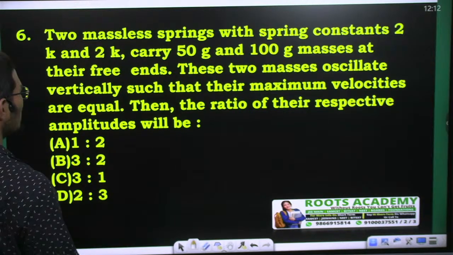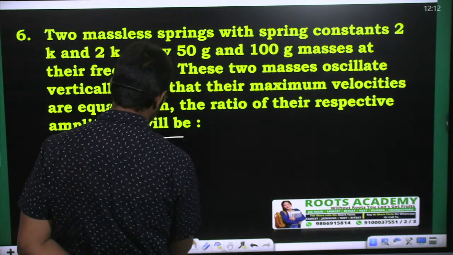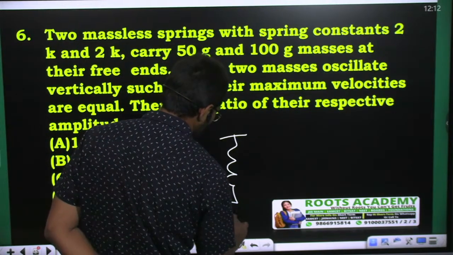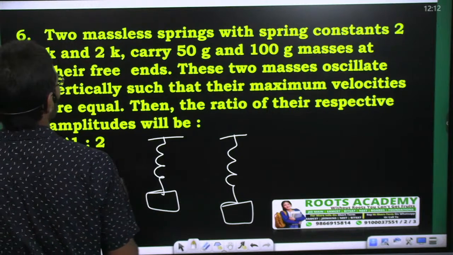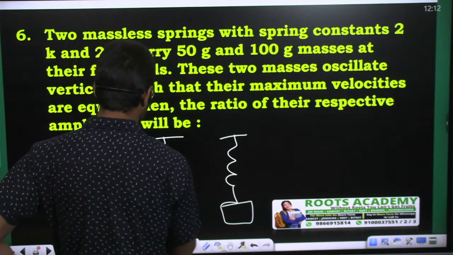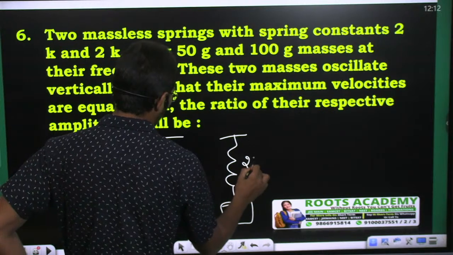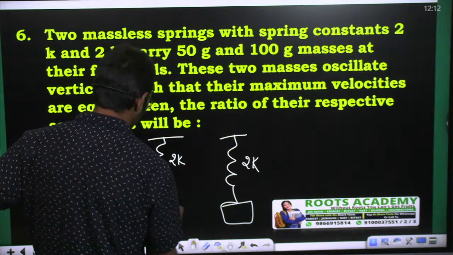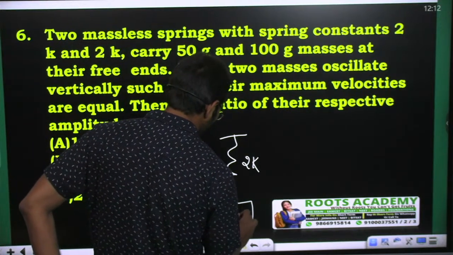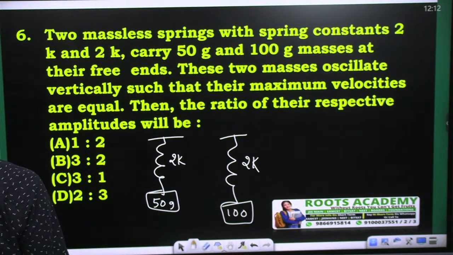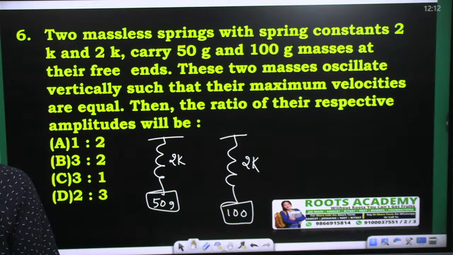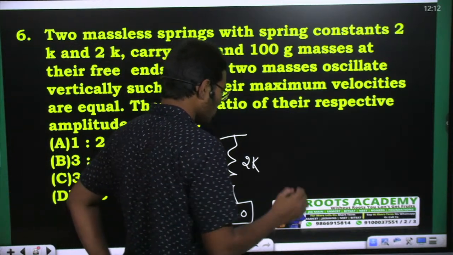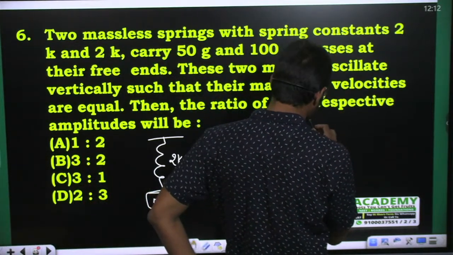So the given condition, two springs. Two massless springs with spring constant 2K carry 50 and 100 grams at their free ends. These two masses oscillate vertically such that their maximum velocities are equal. So how do we equate maximum? Their maximum velocities are equal.